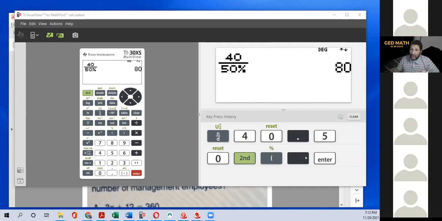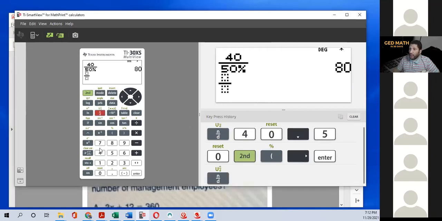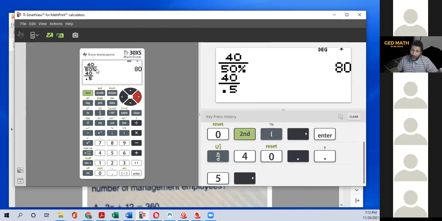Now, you also could have done it this way. 40 divided by 50% as a decimal, which is 0.5. But if you notice, you can put it as a percent. You can use second and the left parenthesis key, and you can use the percent. So you don't even have to change to decimals anymore if you know how to use this calculator. Okay? Any other questions?